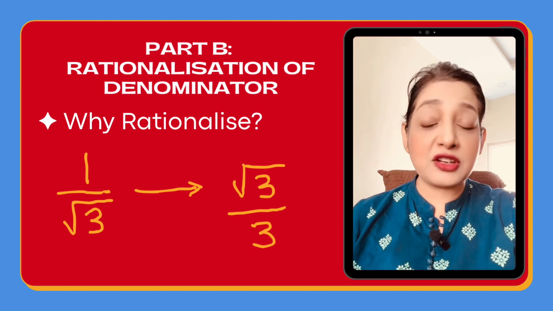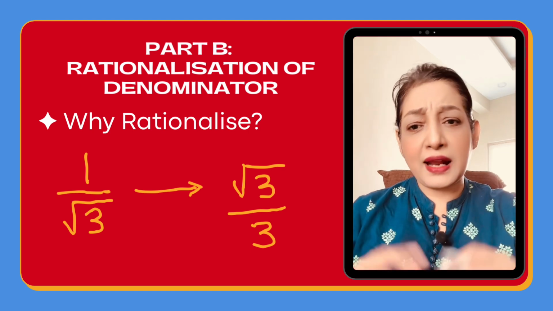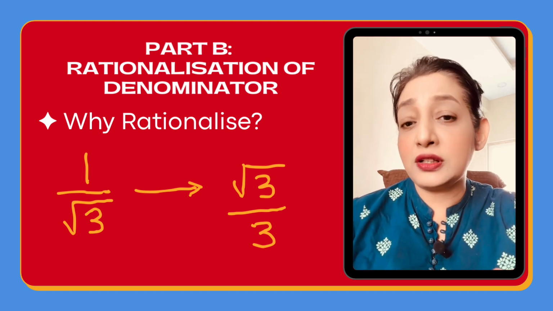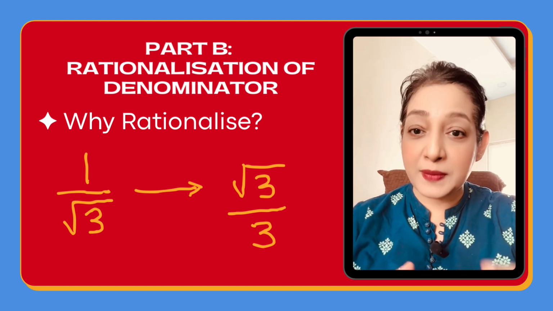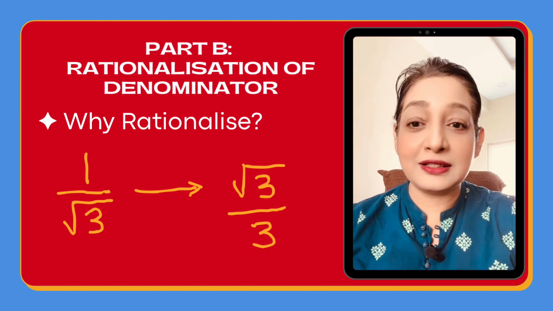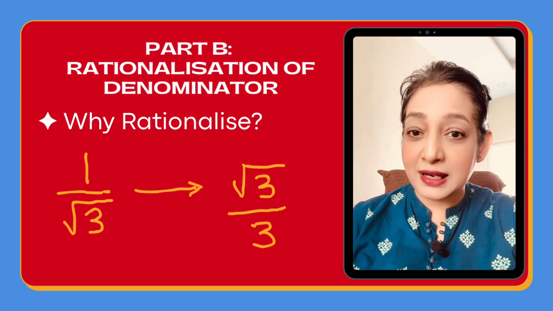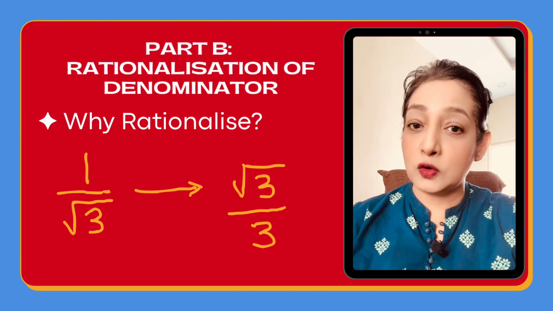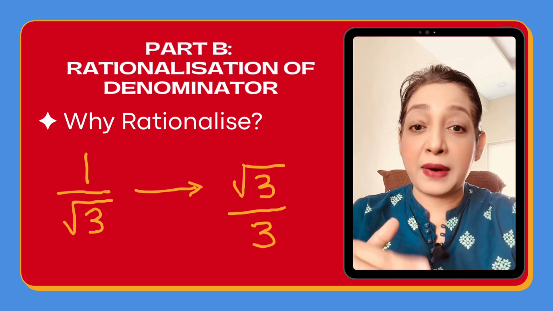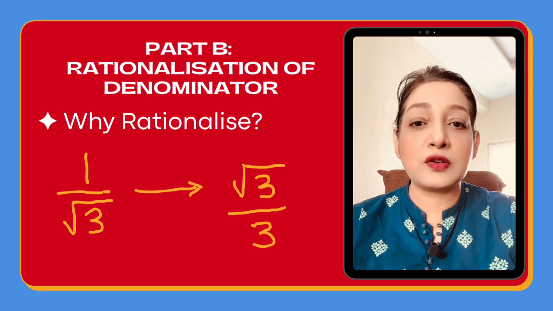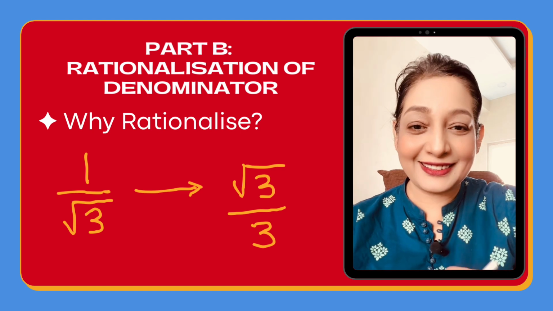Now, part B is rationalization of the denominator. The question arises: why rationalize? A surd must not remain in the denominator. That's why we change it. Look at the screen. 1 over square root of 3 is equal to, we will divide and multiply by square root of 3, that is equal to square root of 3 divided by 3. This is the answer.